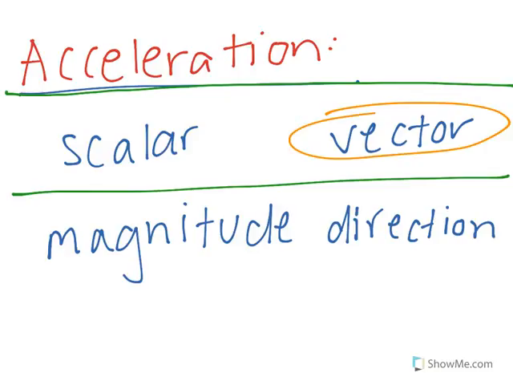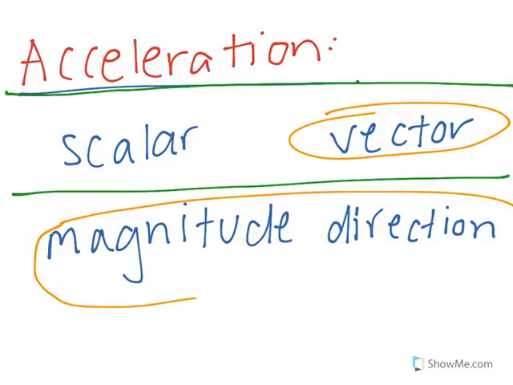If you picked a vector, you're right. Since acceleration is dependent on velocity, and velocity is a vector, acceleration must also be a vector. So if acceleration is a vector, does it have magnitude, direction, or both? If you picked both, you're right. All vectors have both magnitude and direction.